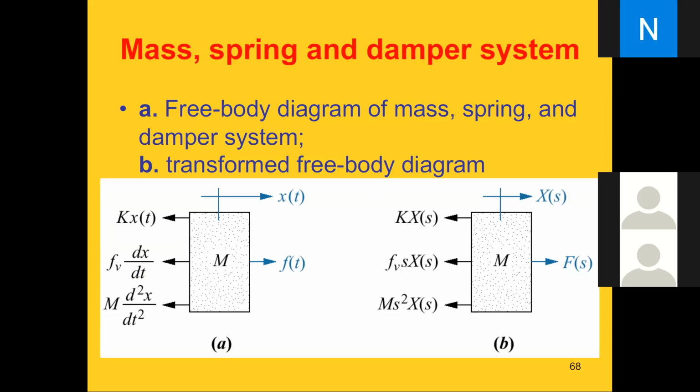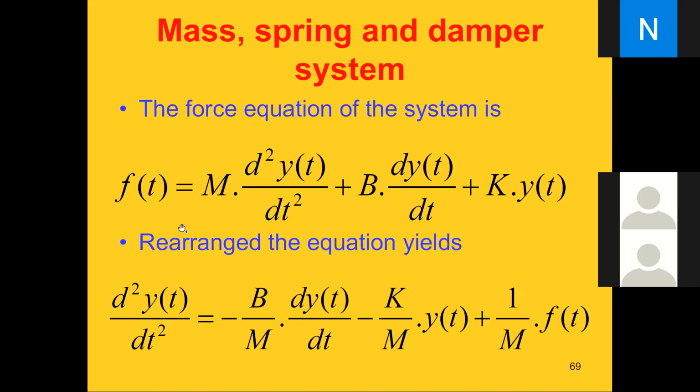But for state space, we are focusing on the A part, this part. This one is for chapter 2 for the transfer functions, where we use Laplace, because in state space, there is no Laplace. So from the free body diagram, f of t is equal to m y double dot plus b y dot plus ky.